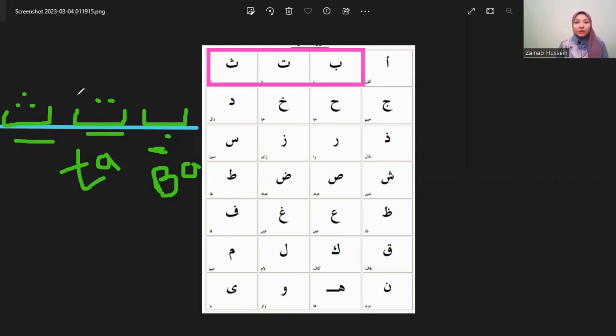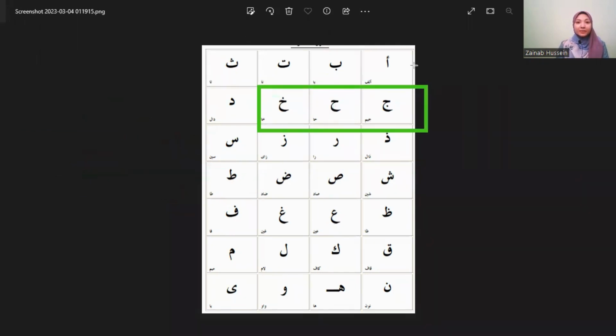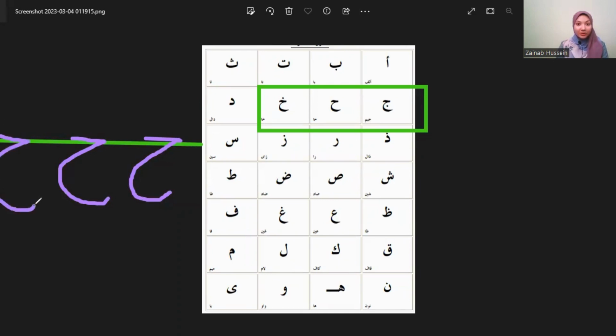The second group is this group, which has the same basic shape: a short stick connected with a half circle. So they are the same, but what will make them different?